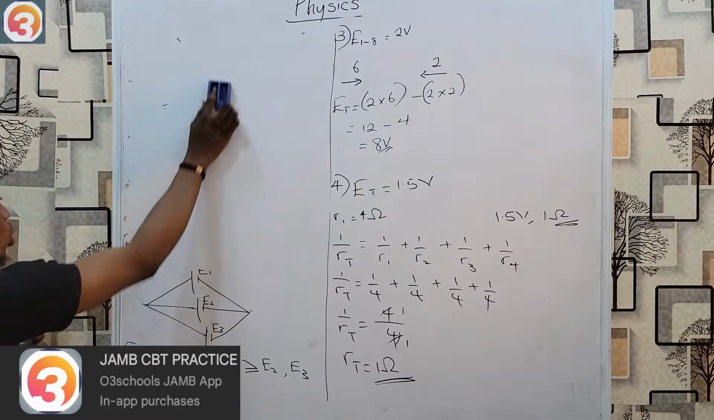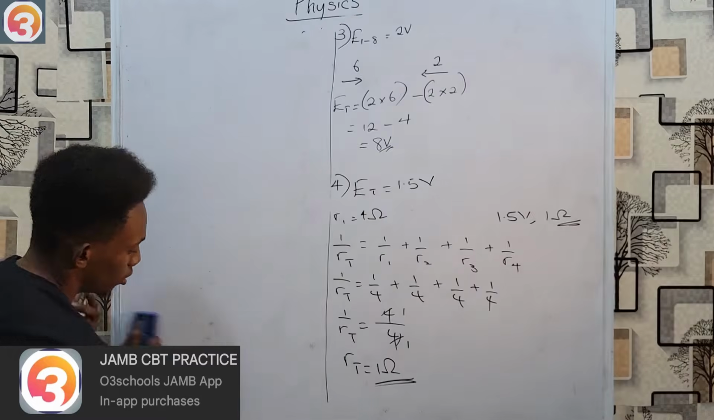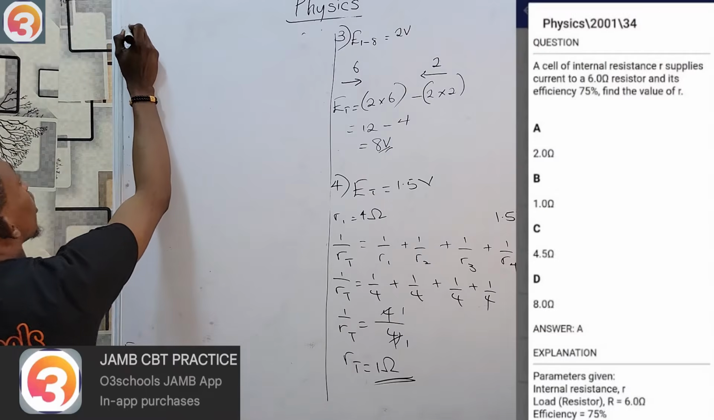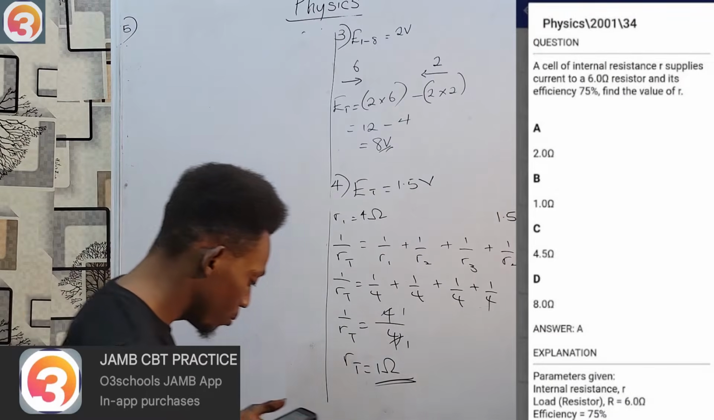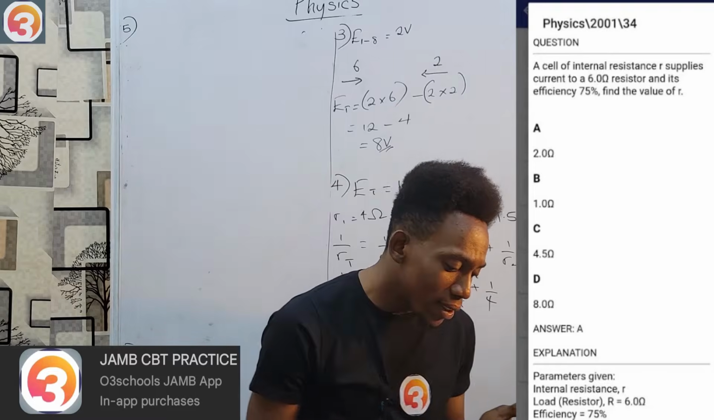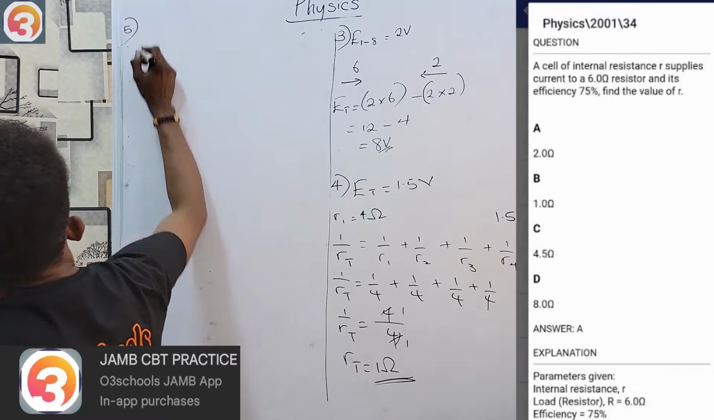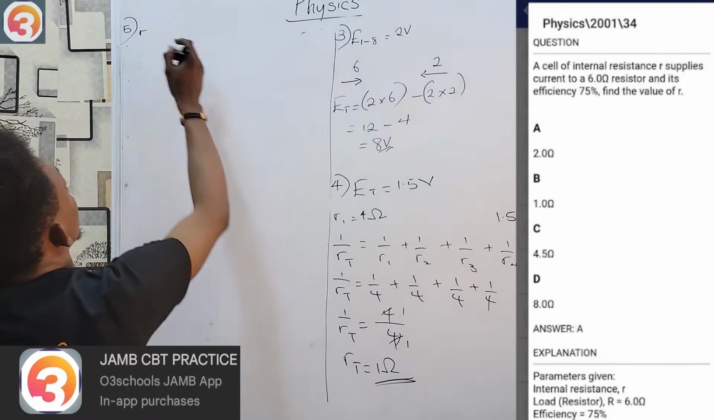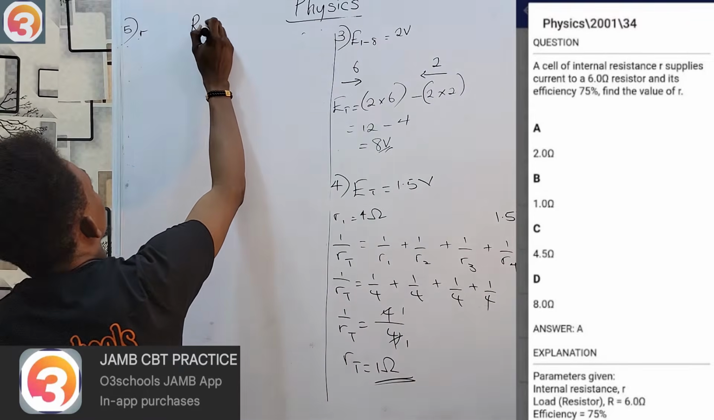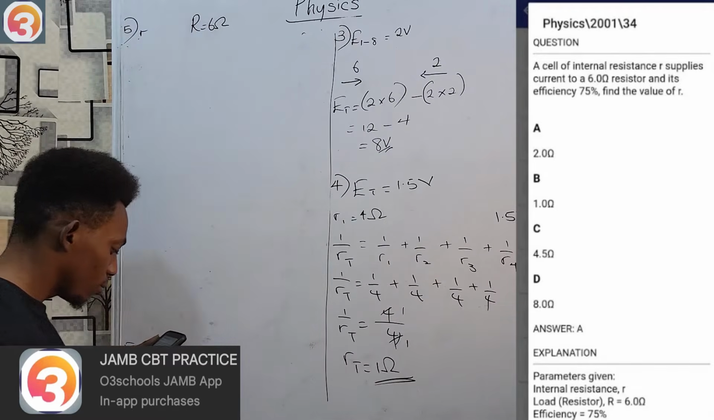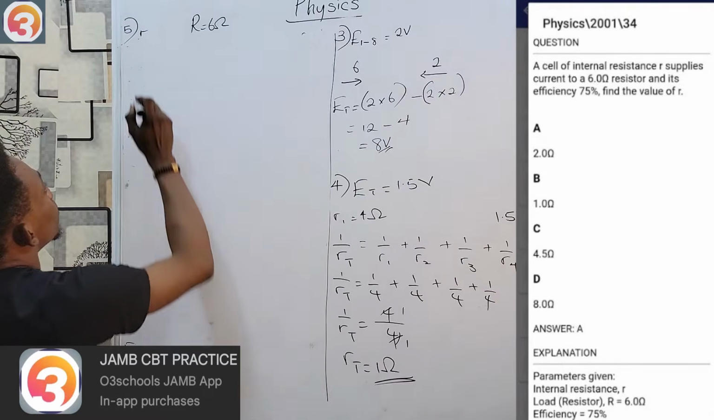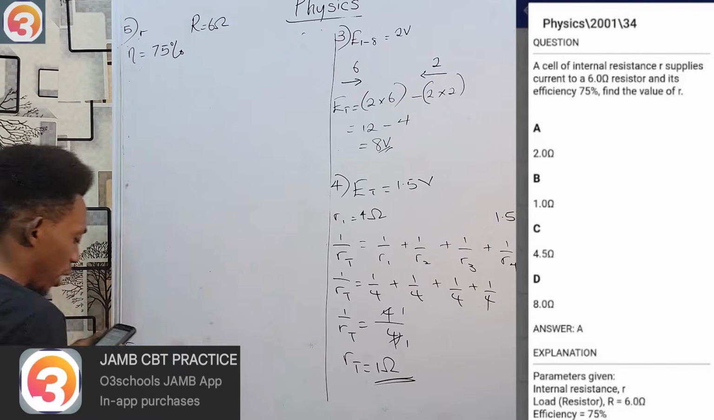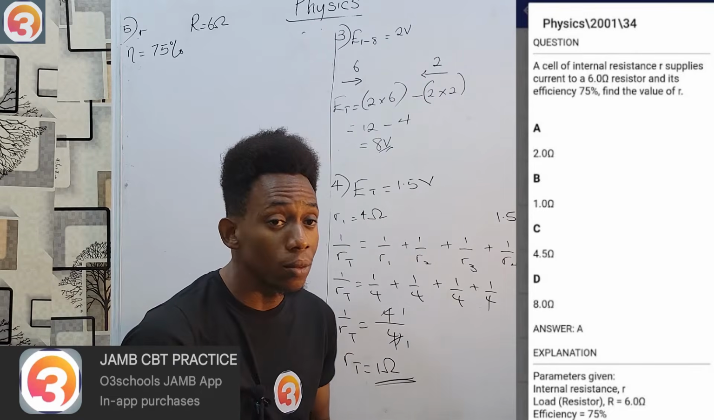Next up, we shall be going to the year 2001. And in this year 2001, we want to solve question number 34. That will be our 5th question on this topic. And this one simply says, a cell of internal resistance R supplies current to a 6 ohms resistor. Internal resistance is R, external resistance is 6 ohms. And its efficiency is 75%. Efficiency of the cell is 75%. Find the value of R.